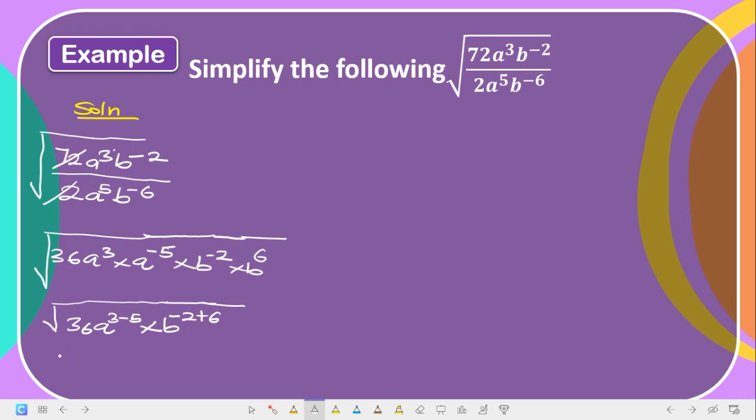And this will become the square root of 36, then a to the power of minus 2 times minus 2 plus 6. Minus 2 plus 6 is what? Plus 4. Now, when you say minus 2 plus 6, if we take an illustration, you are owing somebody 2 naira and you have 6 naira. If you give the person 2 naira, how much are you having? 4 naira. Now, the one that you have is positive. Are you getting it now?